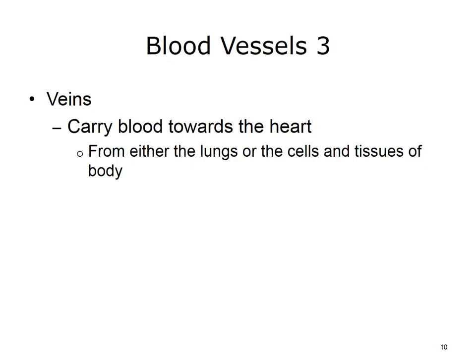Veins carry blood back towards the heart from either the lungs or the cells and tissues of the body. All veins carry dark red-purple blood that has a low level of oxygen.